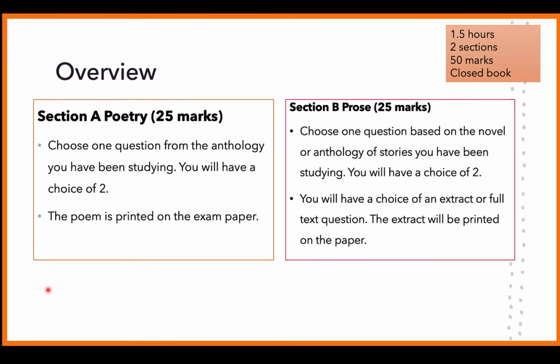So this paper is 1.5 hours. There are only 2 sections. The total is 50 marks and it's closed book, which means that you do not get to take a copy of either of your texts into the exam with you. So you get equal marks for each question, which I advise you to then spend an equal amount of time on each question. So 25 marks for Section A, which is poetry, and 25 marks for Section B, which is prose.